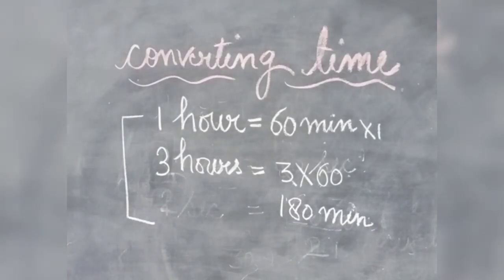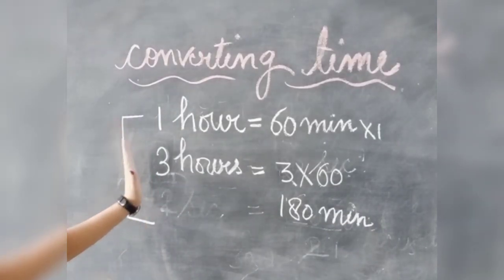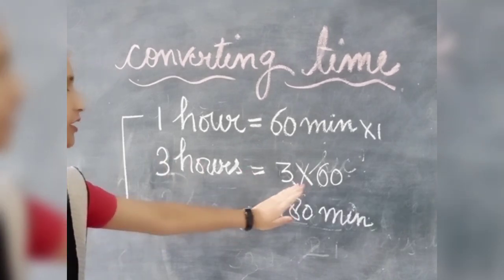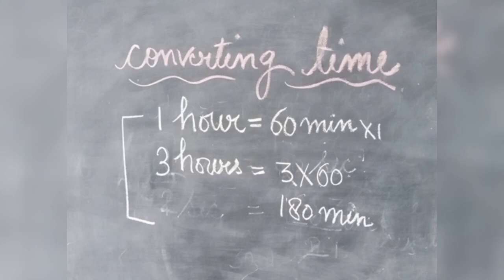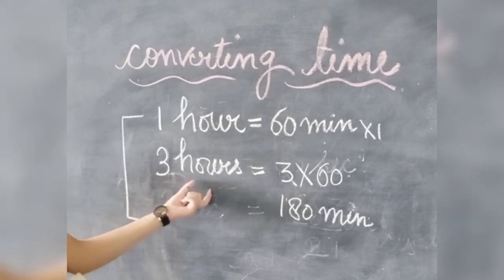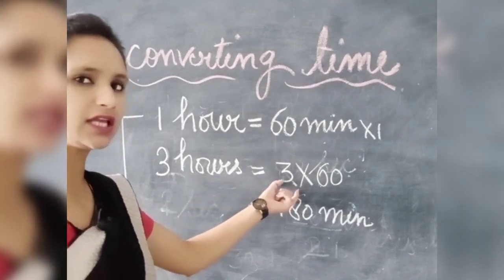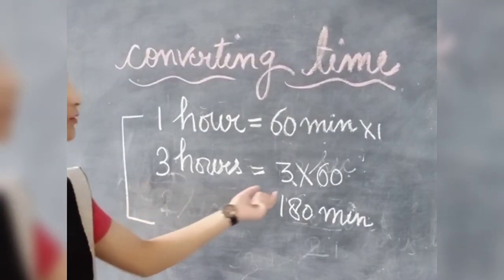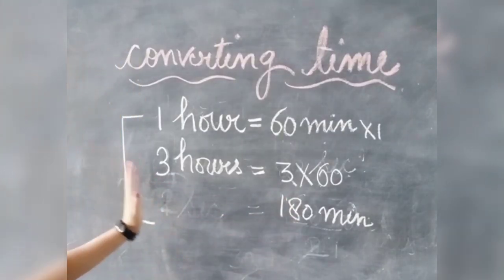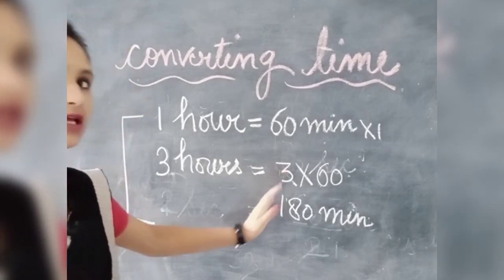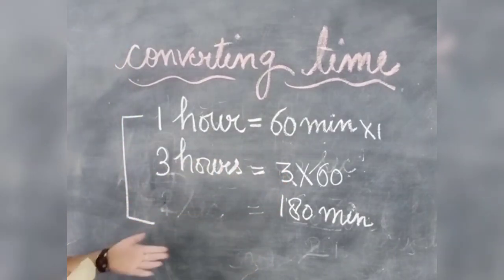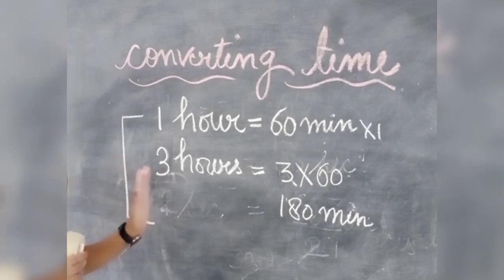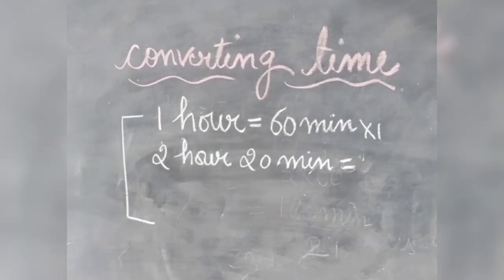I hope you have got the concept that when we have to convert hours into minutes, we have to multiply the given number. If it is written 3 hours, we multiply with 3. If it is written 4 hours, we multiply with 4. If it is written 6 hours, we multiply with 6. If it is written 12, we multiply it with 12, and so on, as per the number given here. Now moving on to the complicated examples.